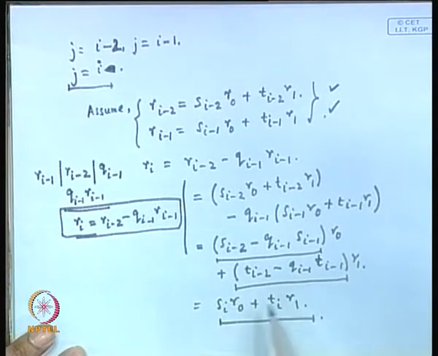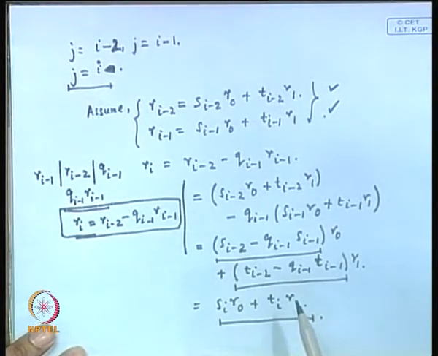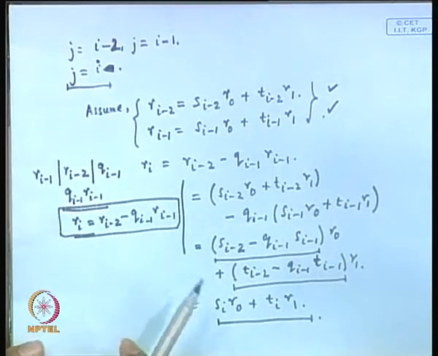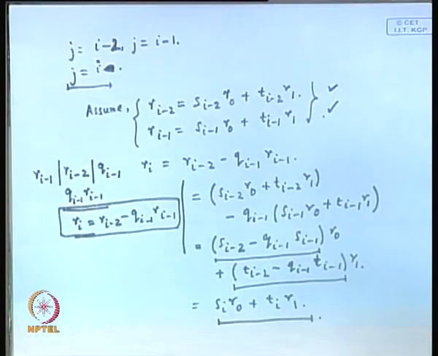Okay. So, therefore, I can keep on continuing these coefficient values, and then I should be able to express the remainder at each stage as a linear combination of R 0 and R 1, right. So, any doubts about this?